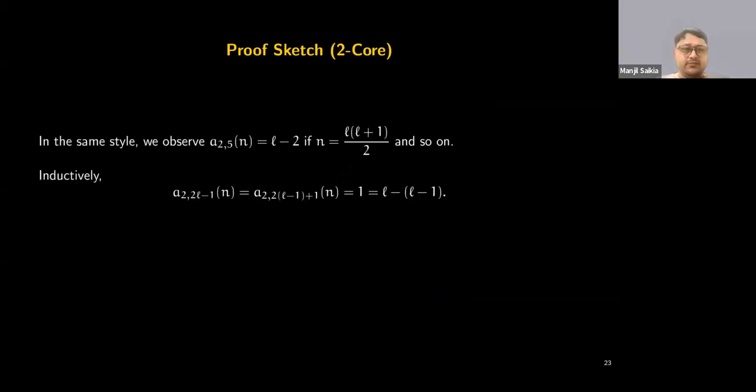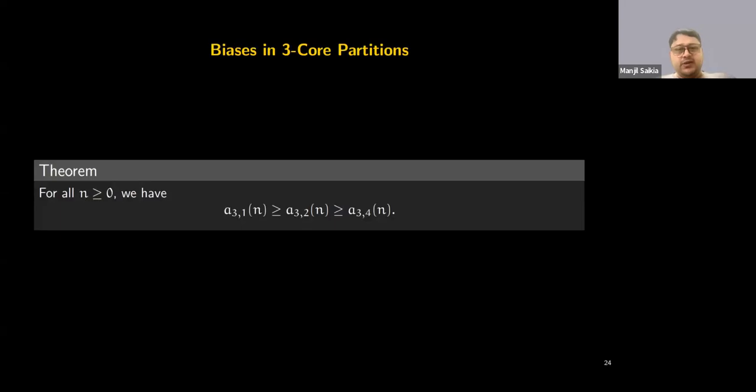But let me show you now. There are certain inequalities that 3-core partitions also satisfy. For example, this says that the number of 1-hooks in 3-core partitions is greater than or equal to the number of 2-hooks in 3-core partitions, which is greater than or equal to the number of 4-hooks in 3-core partitions.